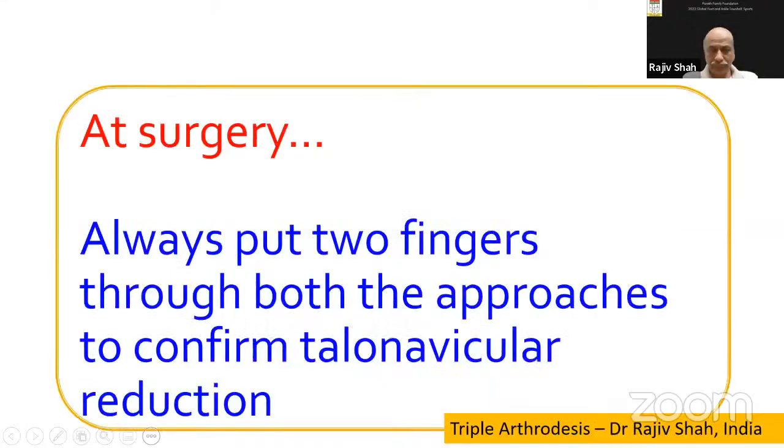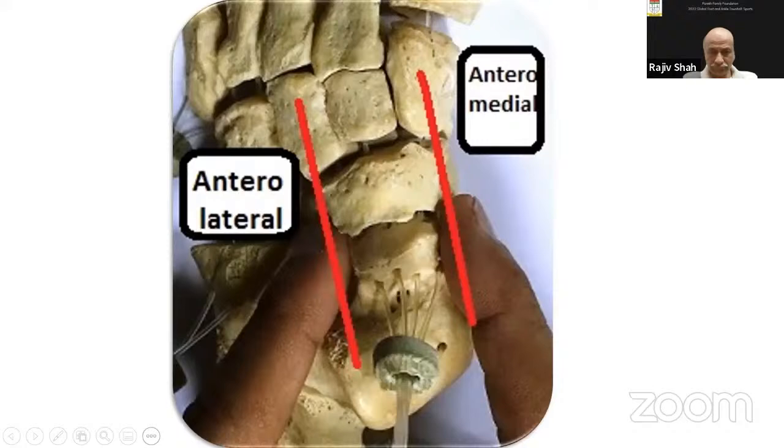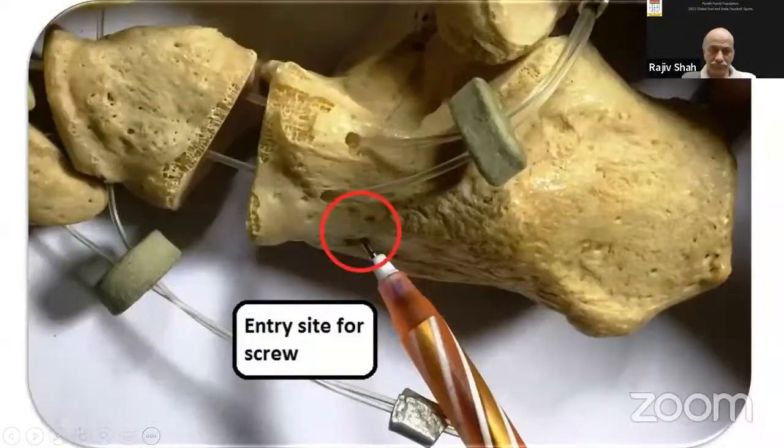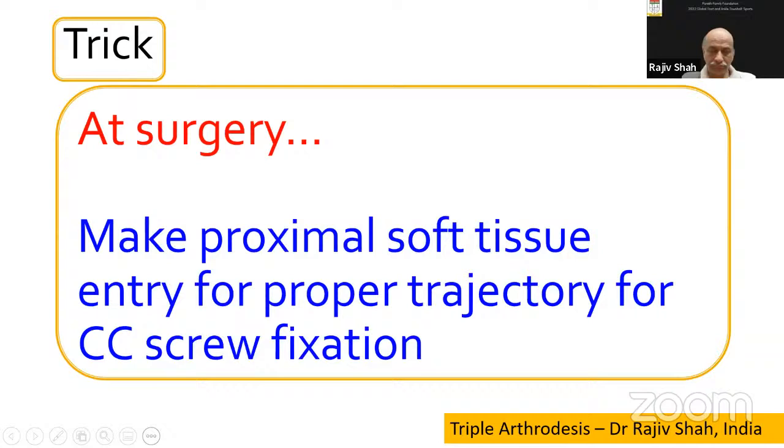Always put two fingers through both medial as well as lateral approach to confirm your precise talonavicular reduction. At surgery, a small bone is removed from the anterior process of calcaneus to give a resting area for a compression screw which you use for calcaneocuboid fusion.